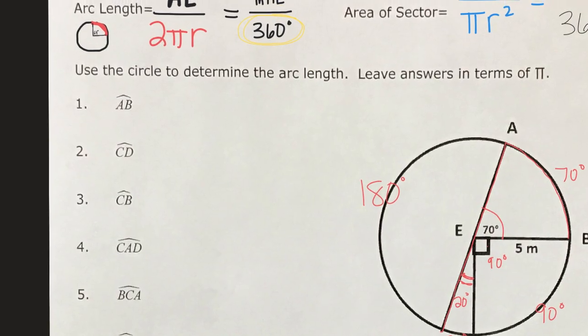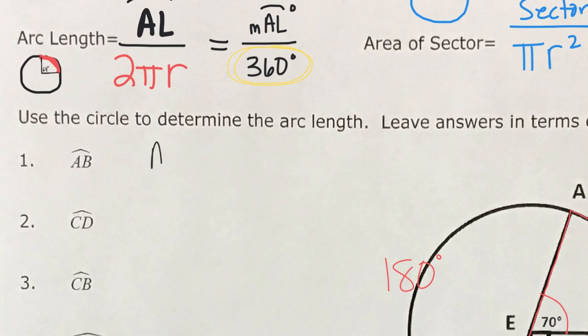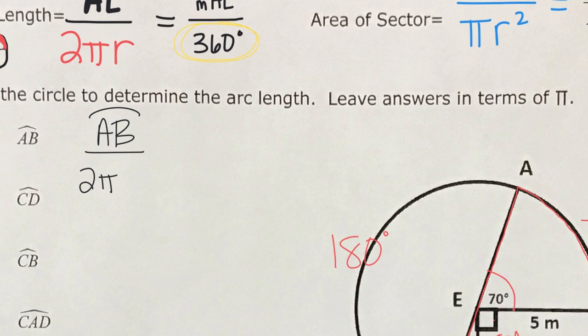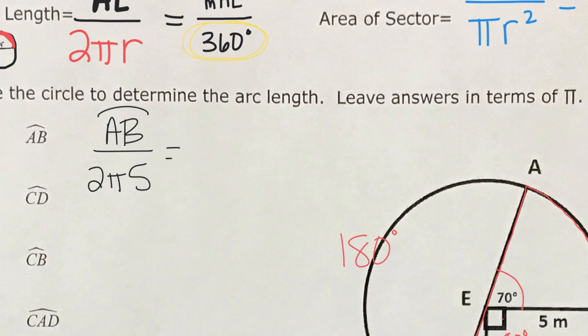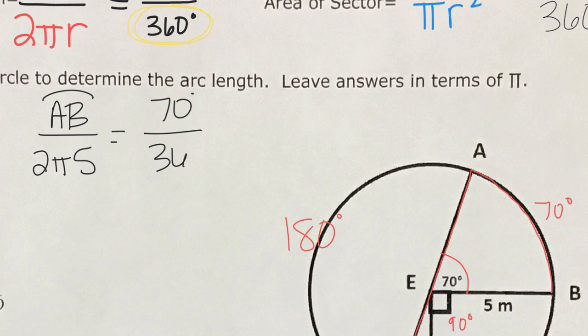Okay, let's go back and see what we want. We want the length from A to B. So arc length of AB. So AB over 2 pi r, where r is 5, equals the angle of AB, which is 70 degrees, over 360. Okay, so that's using our ratio. The arc length over 2 pi r equals the arc measure, which is 70 degrees, over 360. Okay, so let's cross multiply and see what we get.